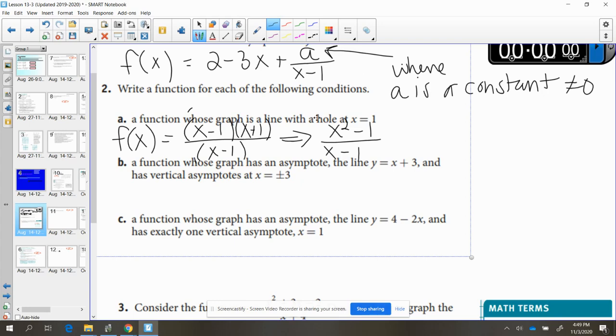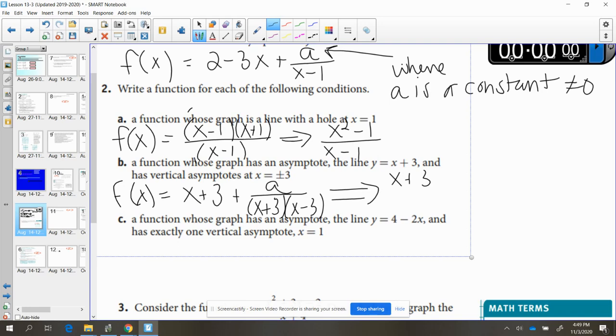Okay. Now if we have something that has a slant asymptote that is x plus 3, and vertical asymptotes that are plus or minus 3, again we want to think about having x plus 3 with our slant asymptote piece of this, and then we know we're going to have to add to it. Again, just think about a being some constant. We would want x plus 3 and x minus 3 in the denominator. Now you could also rewrite that as the more simplified version, x squared minus 9. That could also work. And again, this a value is just some constant here as well.